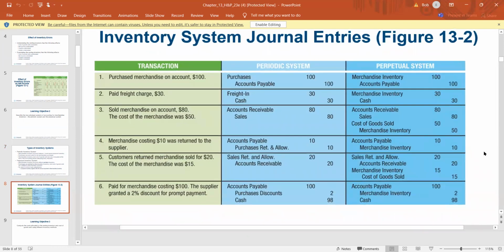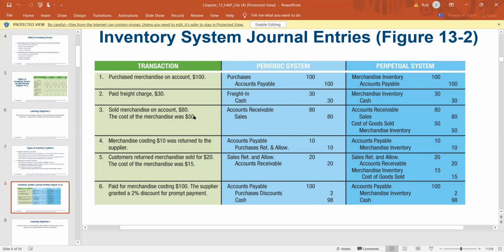Let's look at this grid here. And this is a little tricky, just a matter of getting the feel of it. Look at the different transactions between the two methods. You have a purchase on account of $100. Let's do the periodic first. As you should know now from chapter 11, you debit purchases and you credit accounts payable or cash. You paid a freight bill. You debit freight-in expense and you credit cash.